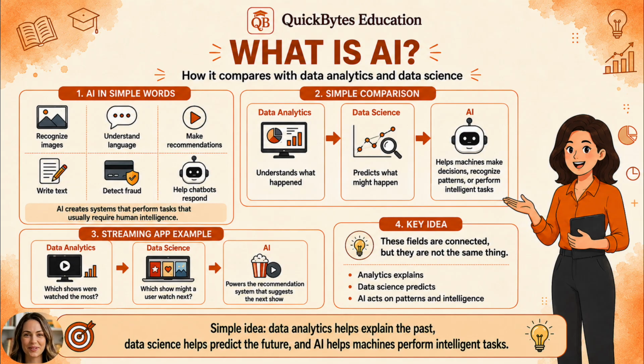Let's use one example. Imagine a streaming app. Data analytics can show which shows people watched the most. Data science can predict which show a user might watch next. AI can power the recommendation system that actually suggests the next show. See the difference? They are connected, but they are not the same thing.